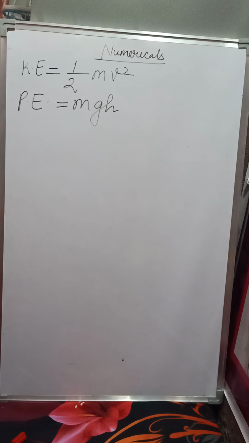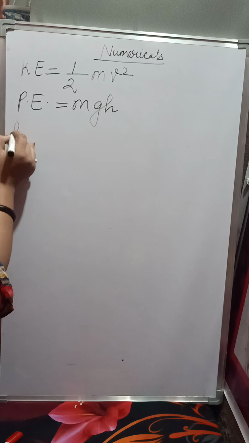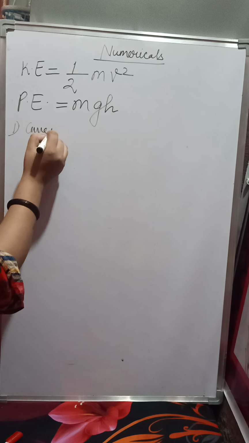So the first numerical is: a stone of weight 2 kilogram force is lying on the roof of a building 60 meter high. Calculate the amount of stored energy in it. Stored energy means the potential energy. In the first numerical, first write the given values.